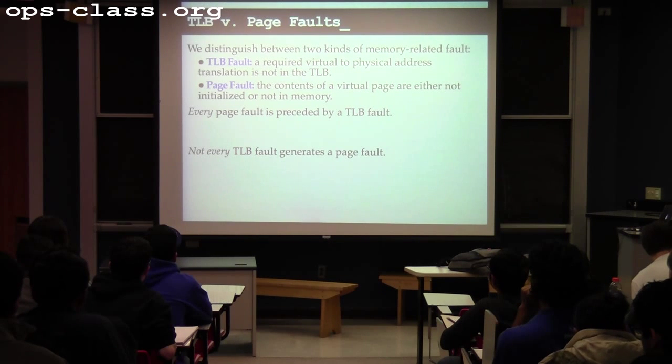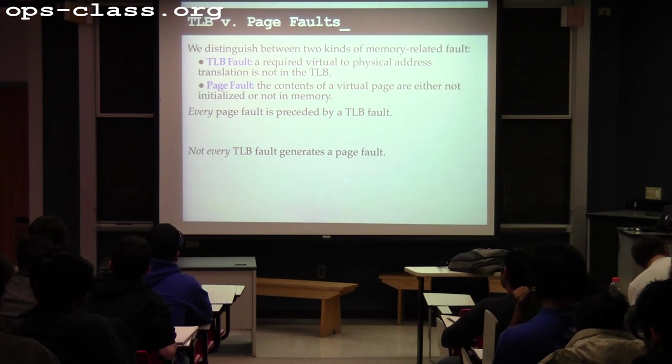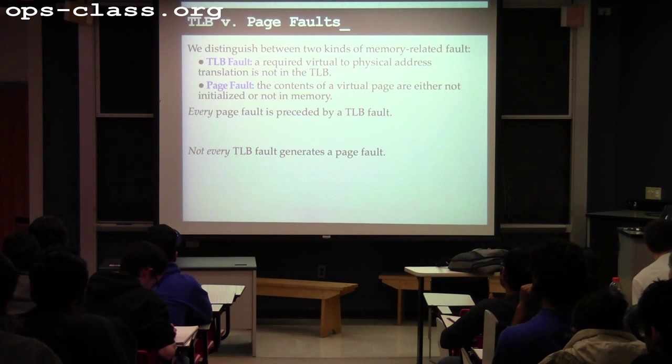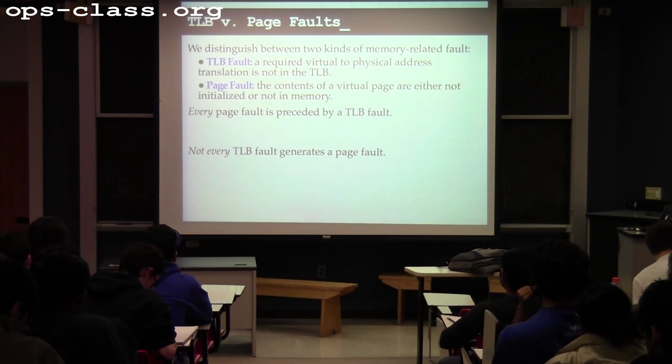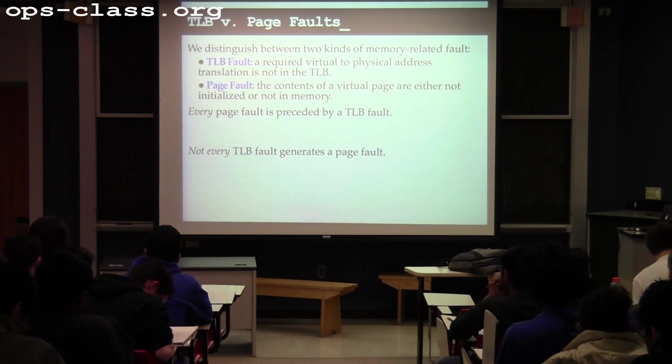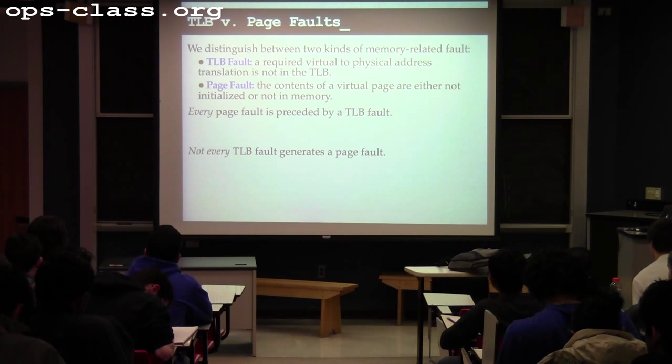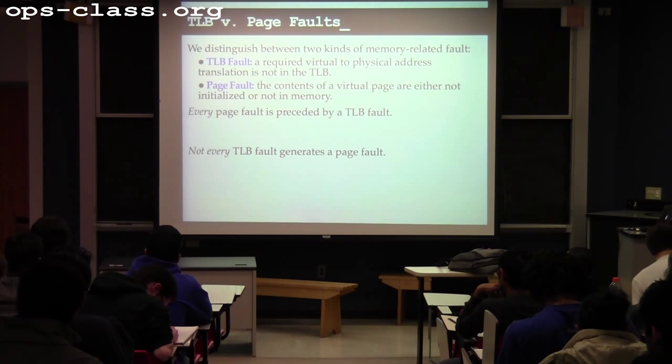And what that indicates is that the only thing that the operating system needs to do to handle that fault is tell the TLB how to map that address, because the data is in memory, right? A page fault means that the virtual page either is not initialized, and we'll come back to that because there is this idea of doing on-demand page initialization, but the more common case is it's just not in memory, right? The operating system moved that page out to disk in order to create more space.